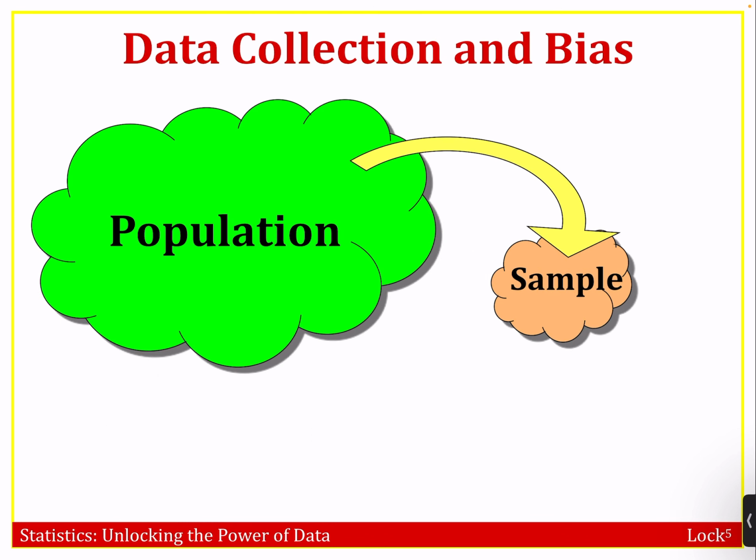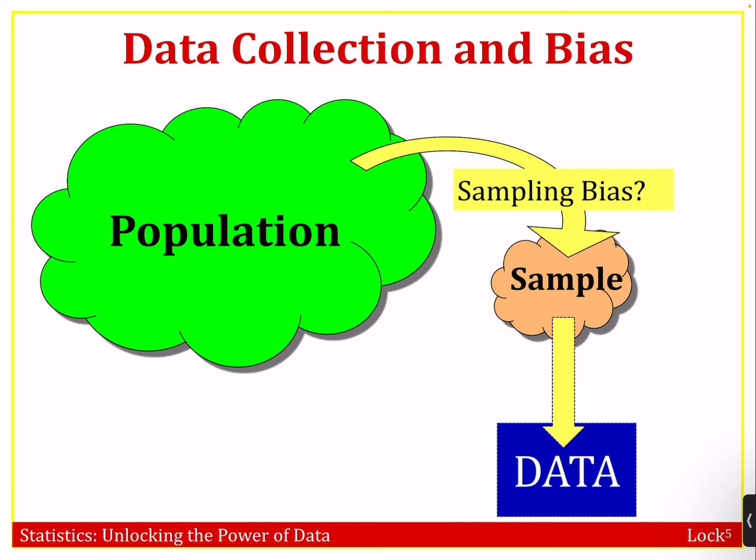So remember that we're trying to get a sample that represents our population. We know that sampling bias is something we want to be careful of. But there's another. Once we get our sample, then we're going to calculate some data. Well, we have our data. And there might be some other forms of bias that can crop up between our sample and our data.